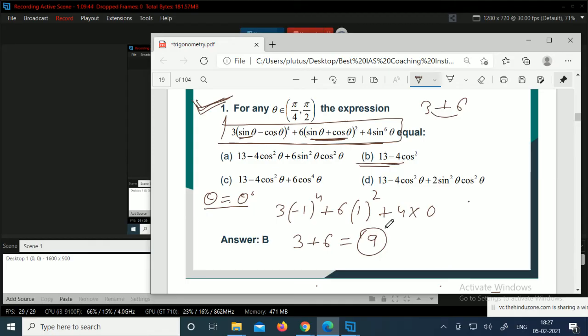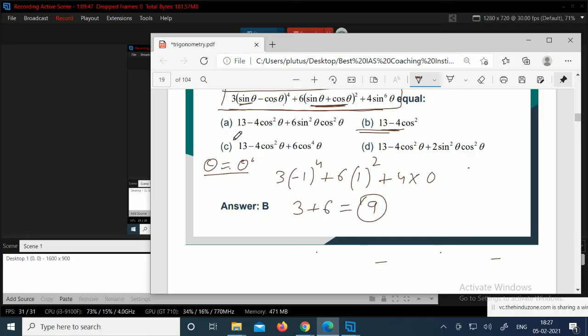Okay, if I put theta equal to 0 in all 4 options, the first option is 13 minus 4 and this is 0. So here I am getting 9. There is the square of sine square, not 6 square. The square of 1 is square, not 6 square, because there is a square of this expression. And if I put in option B, then 13 minus 4 into 1, again 9.